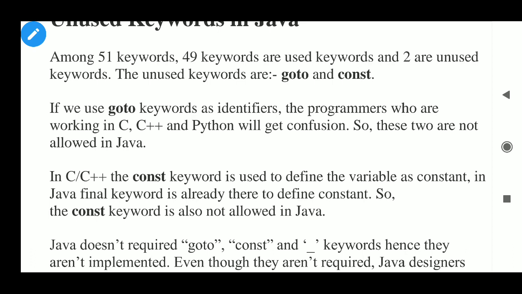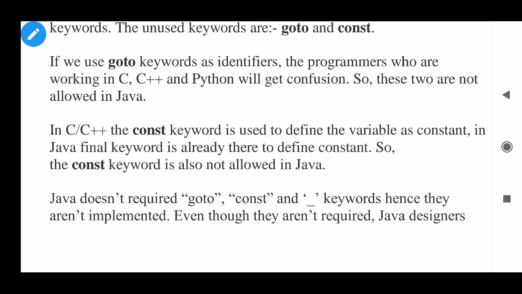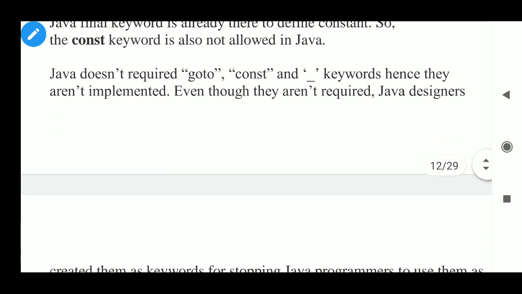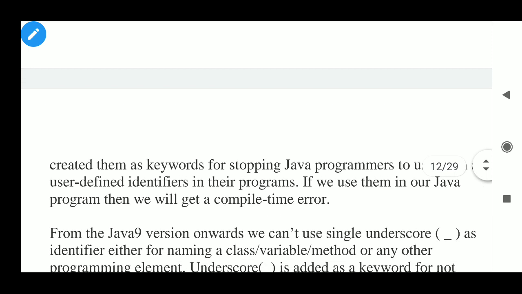So when we want to use a variable as a constant, that value should not be changed, then we use the final keyword. Java does not require goto, const, and underscore keywords, hence they are not implemented, even though they are not required by the Java designers. The designers created them as keywords to stop Java programs from using them as user-defined identifiers. If we use them in our Java program, then we will get a compile time error.